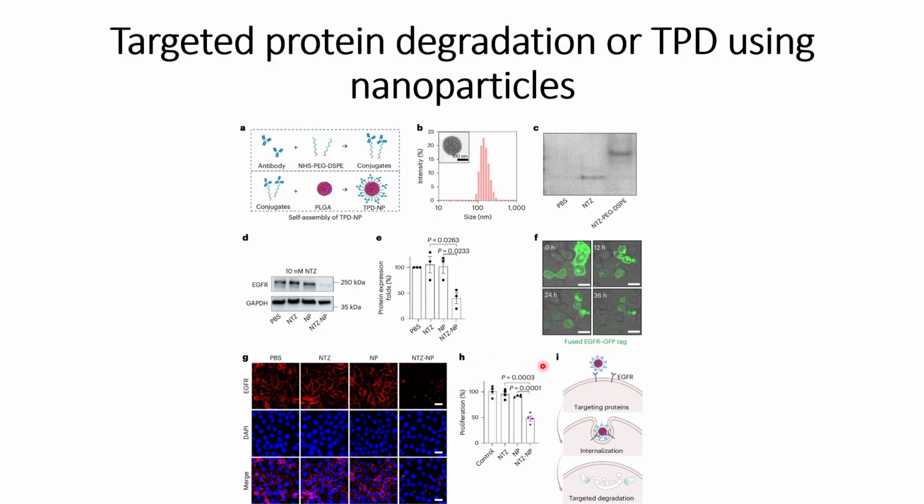And the mechanism they thought would be working here is that their EGFR targeted nanoparticles interact with the EGFR on the cell surface, and that further leads to internalization because of this polymer. Once it is internalized, it will go to targeted degradation, and this degradation could be through lysosomes or through phagocytosis. It depends on what kind of target this TPD nanoparticle has been designed for.